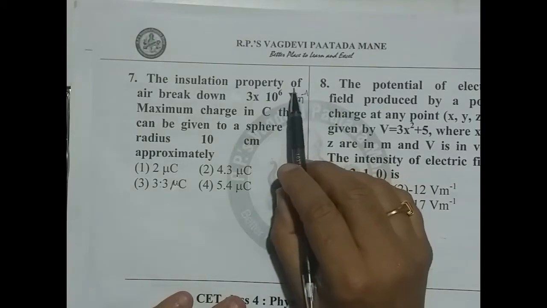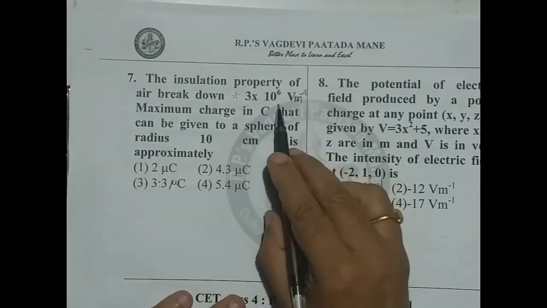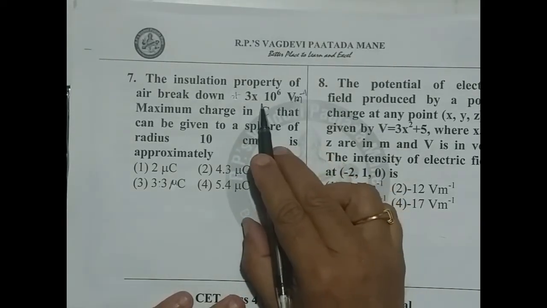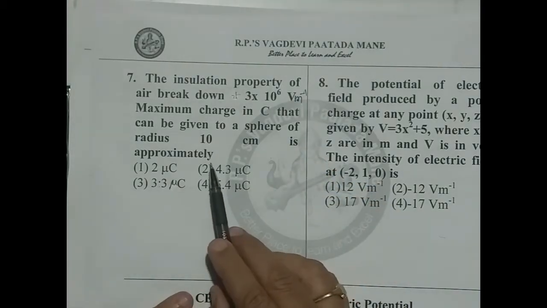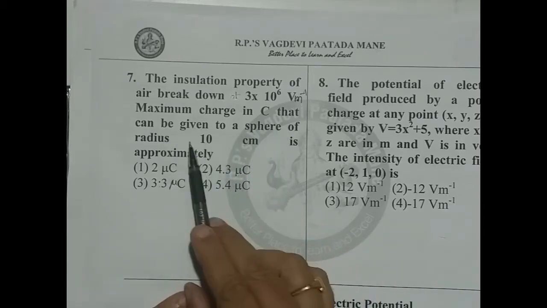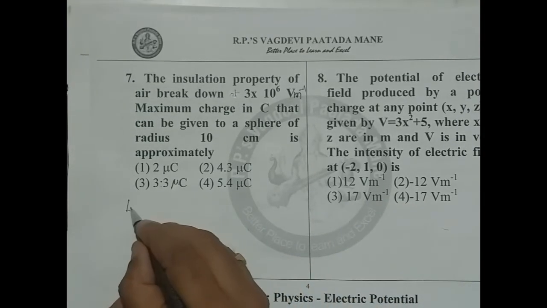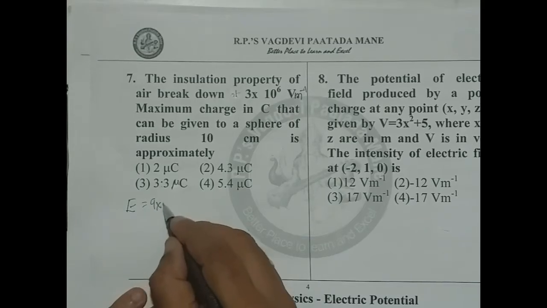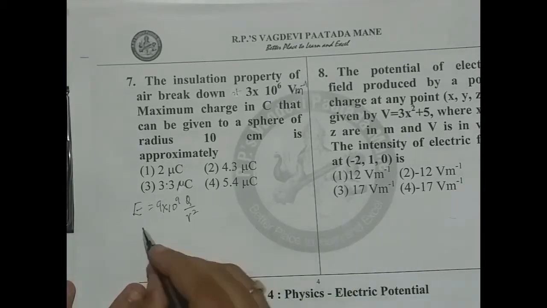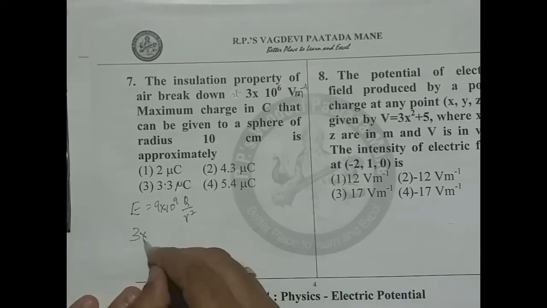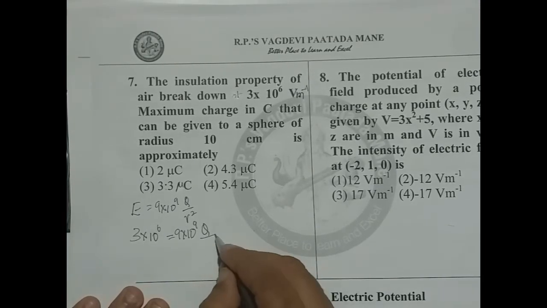Now going for the 7th question. The insulation property of air breaks down at 3 into 10 raised to 6 volt per meter. That means at electric field 3 into 10 raised to 6 volt per meter, the dielectric breakdown takes place. What is the maximum charge in coulomb that can be given to a sphere of 10 centimeter radius? We have to write the expression for electric field as 9 into 10 raised to 9 Q by r square. Substitute everything: left hand side 3 into 10 raised to 6, right hand side 9 into 10 raised to 9 Q, to be calculated.